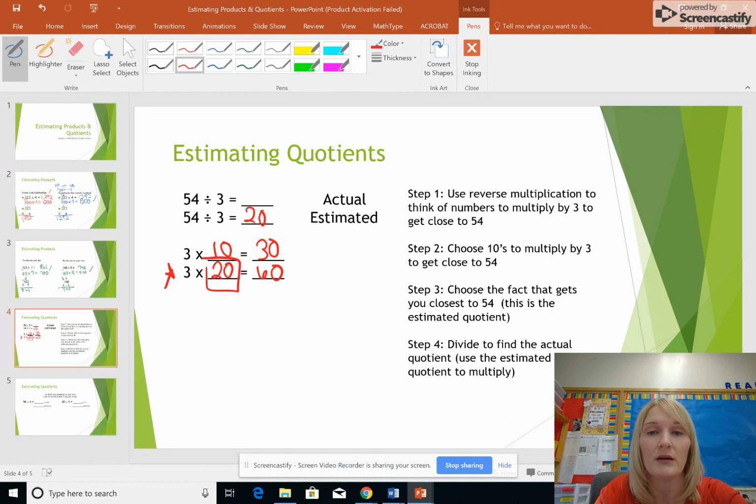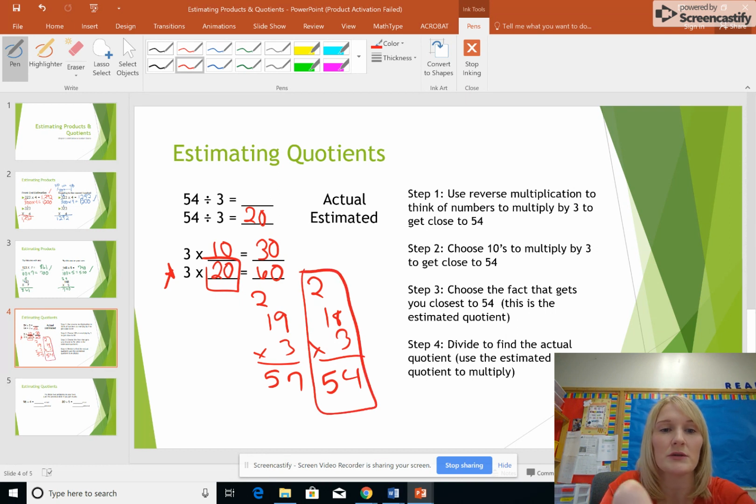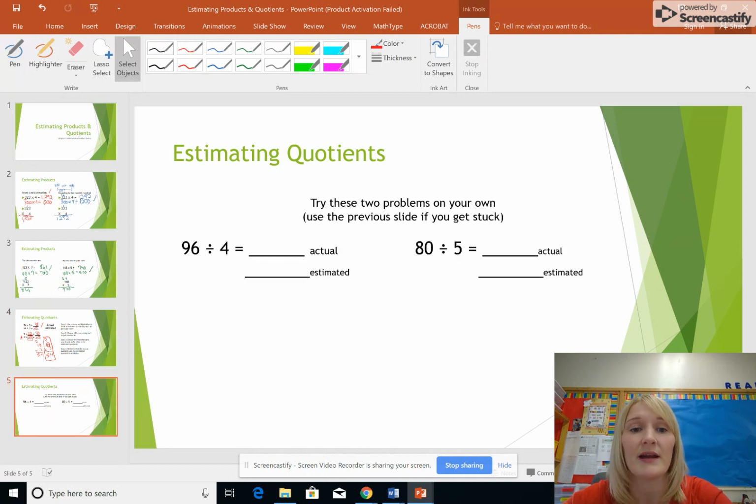Now, in order to find an actual answer, I'm going to divide. I'm going to use 20 times 3 to get close, but I need to decrease that amount to get the actual because 54 is less than 60. So if I multiply 19 times 3, that's 27, 3, 4, 5, that's 57. Let's try 18. 24, 3, 4, 5. Aha. So this is my fact that I'm going to use. So 54 divided by 3, my actual is 18. Those are close. Estimation checked out.